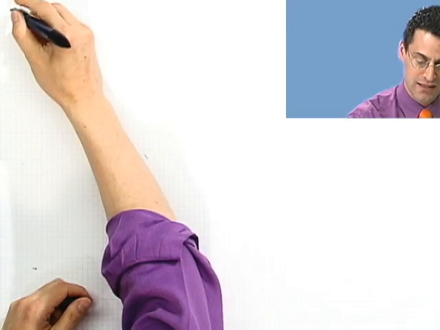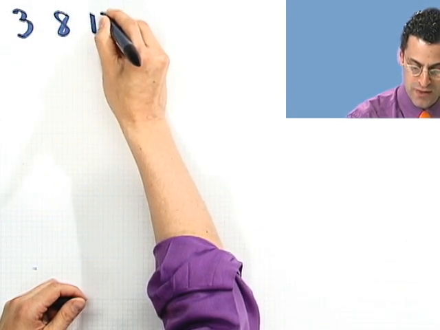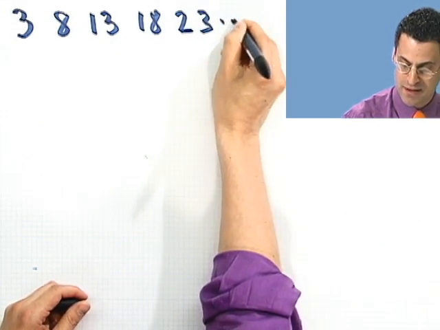All right, now I want to tell you about a very special kind of sequence. These are known as arithmetical sequences. Let me give you an example of an arithmetical sequence and see if you can guess what makes it so arithmetical. How about 3, then 8, then 13, then 18, then 23, and this pattern keeps going.